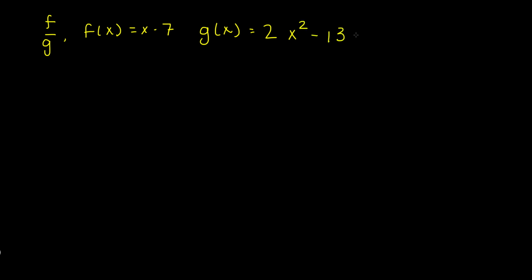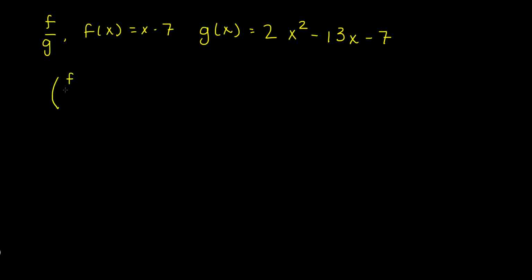So we have f divided by g for the functions f of x equals x minus 7 and g of x equals 2x squared minus 13x minus 7. To define the quotient of the two functions, we need to use the quotient rules for each function.